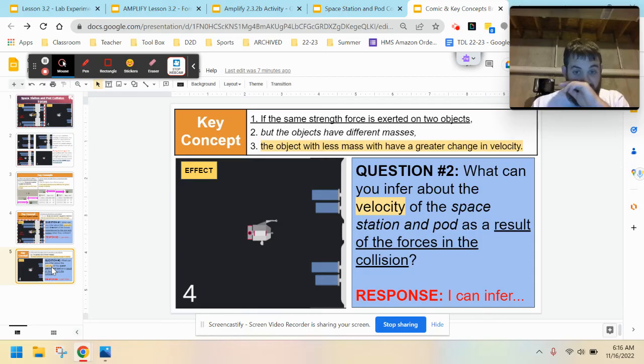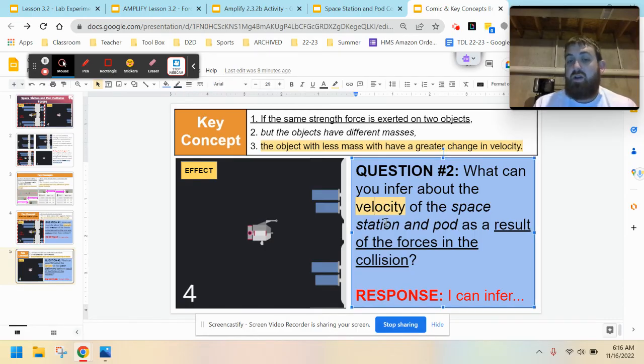Once you've explained time 3, you then need to look at time 4, and you're going to be looking to infer about the velocity of the space station and pod as a result of the force in the collision. So same idea. We're going to use our key concept to explain what's going on here. So if the same strength force is exerted on two objects, but they have different masses, the object with less mass will have a greater change in velocity. So we have to infer about what that velocity change is for our space station and our pod as a result of the collision. Again, pulling in this key concept to turn our comic into a scientific explanation.